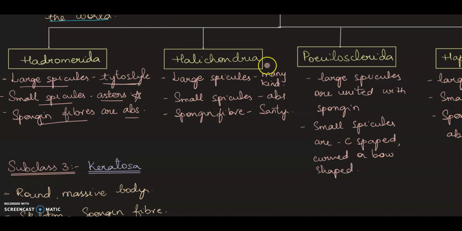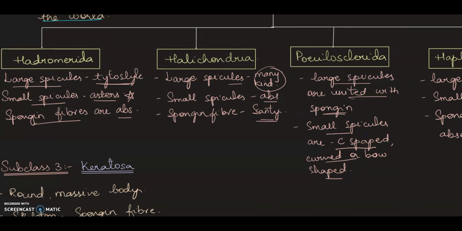Talking about Halichondria, in Halichondria large size spicules are of many kinds and small spicules are absent. Spongin fibers are present but in very little amount. Scanty means little amount. Alright. Now talking about Poecilosclerida, in this the large size spicules are united with spongin. United means they are not fused. They form a network with spongin. And small size spicules are C-shaped, curved or bow-shaped.